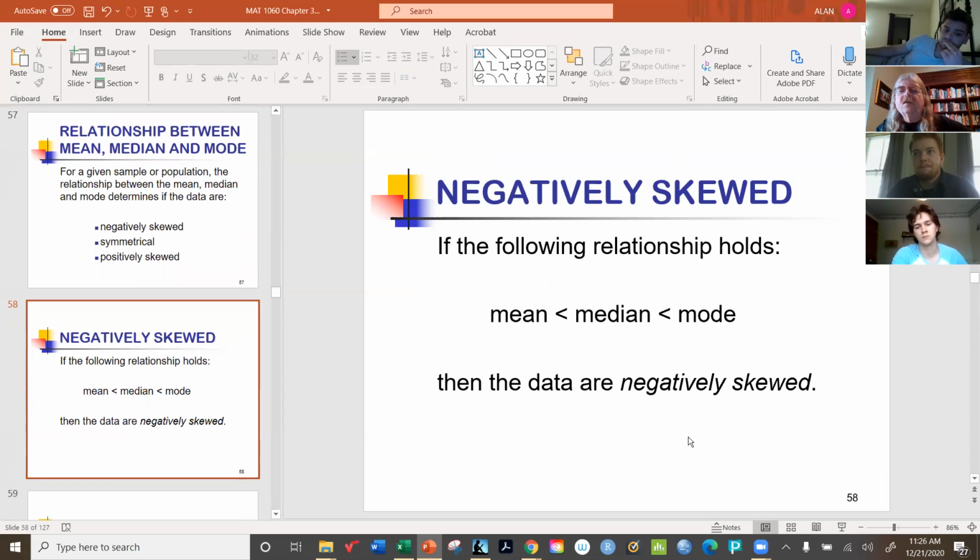All right, so the first case we'll consider is the one where a sample or a population has a small mean, which is less than its median, which in turn is less than its mode. In that case, we say the data are negatively skewed. Okay, now, what does this mean? Now, what I'm going to do is show you a graph, a very special kind of graph. These are meant to represent returns to stocks in a portfolio.